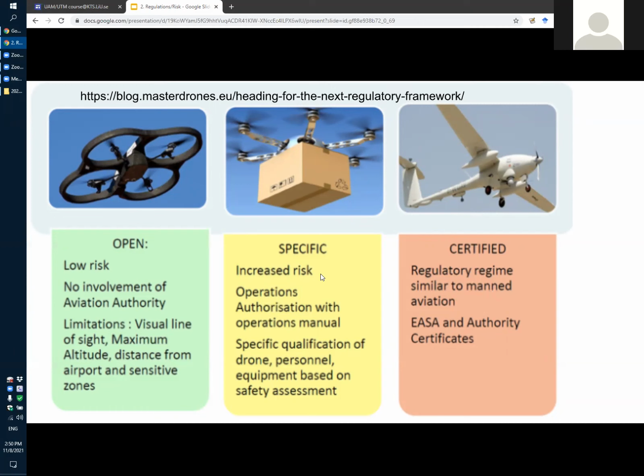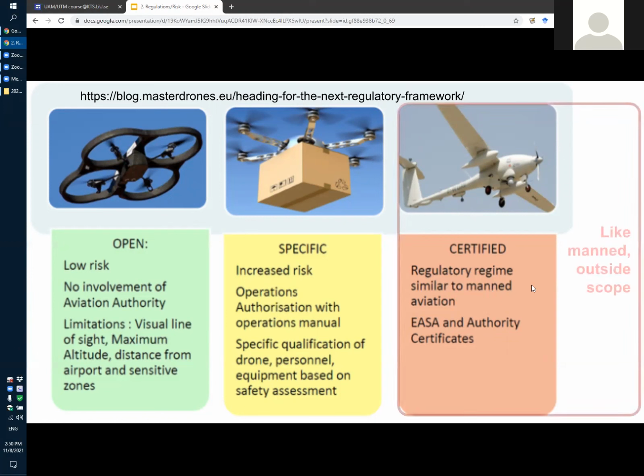Specific is higher risk. We look at the risk assessment, and certified, I mean, it's like a manned aircraft. It's completely outside the scope of this course. We don't look at the operations in certified category, even though the SORA, the specific operations risk assessment, which we will look at in detail, does have a clause which says it's particularly tailored to specific operations, but it can also be used outside of specific.